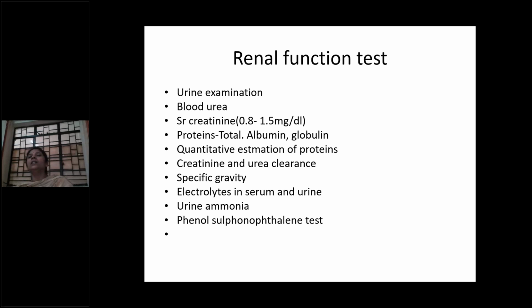Renal function tests are mainly done to see if the kidneys are functioning properly or not. Some diseases of the kidney are going to severely affect the body, and they have to be investigated. We have diseases like glomerulonephritis and nephrotic syndrome, which will be taught again. Some of the tests which are done here is urine examination.